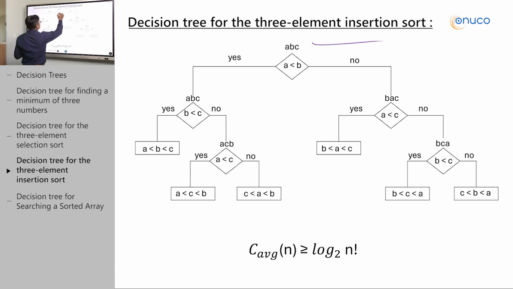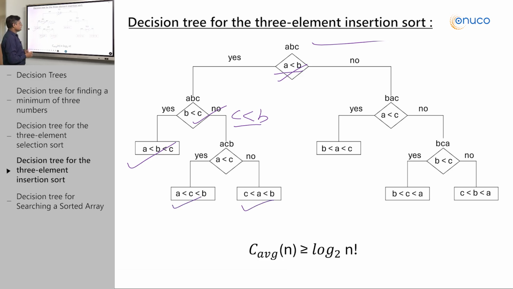So A is less than B is true. Here we are saying that B is less than C. A less than B, B less than C, decision is made: A less than B less than C. If not, then it means C less than B. Look, A less than B, C less than B. It is decided that A and C both are lesser than B. It means B is the largest one. Now we have to decide between A and C. So if A is less than C, then we can make the decision A less than C less than B. Otherwise, C less than A less than B.